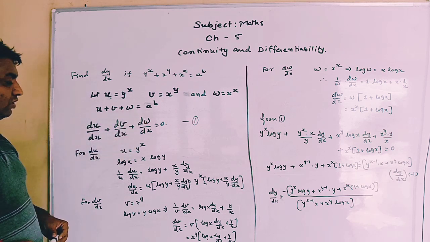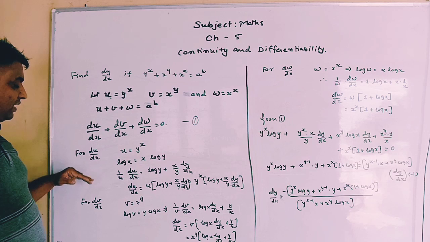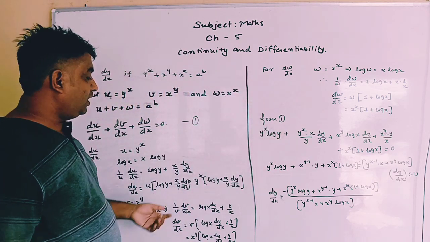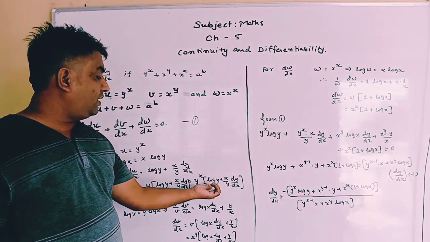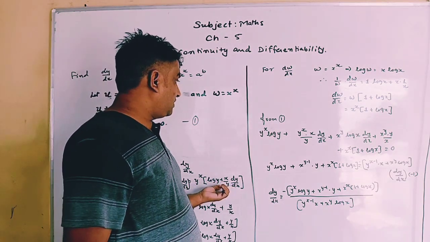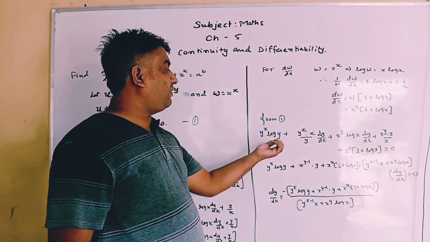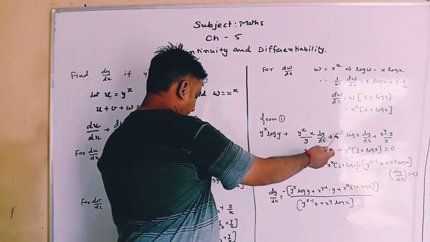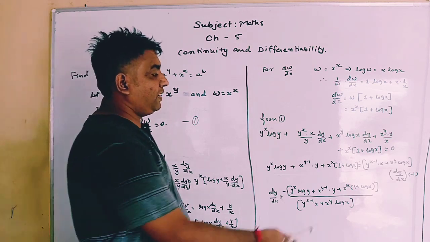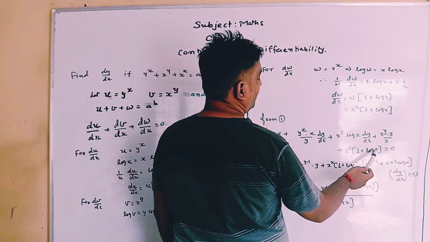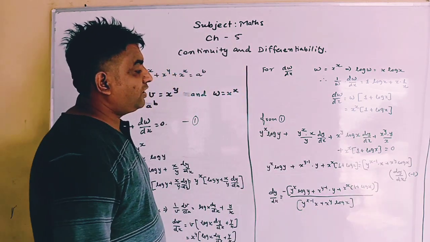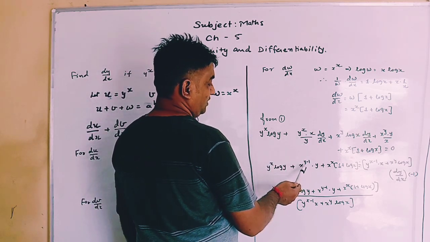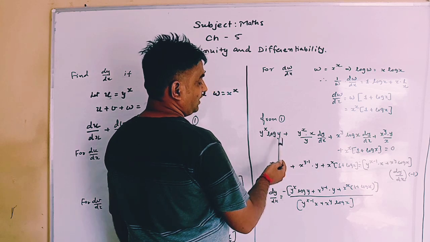Now from the first equation, du by dx plus dv by dx plus dw by dx equals 0. We write all three answers here. So y raised to x log y, plus y raised to x into x by y dy by dx, plus x raised to y log x dy by dx, plus x raised to y into y by x, plus x raised to x into 1 plus log x equals 0. Here y raised to x into x by y can be written as y raised to x minus 1 into x.